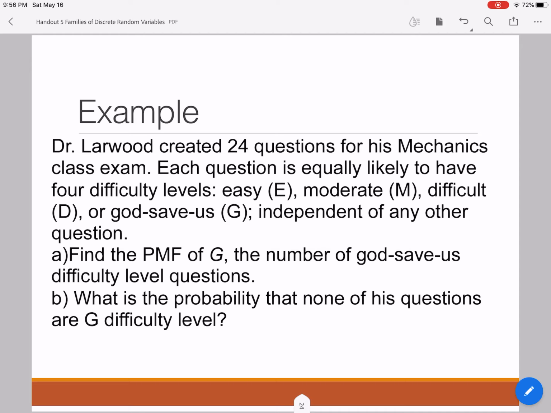So Dr. Larwood created 24 questions for his mechanics class. Each question is equally likely to be of 4 difficulty levels, E, M, D, or G. What you need to do is find the PMF of G and find the probability that none of the questions are of G difficulty level.